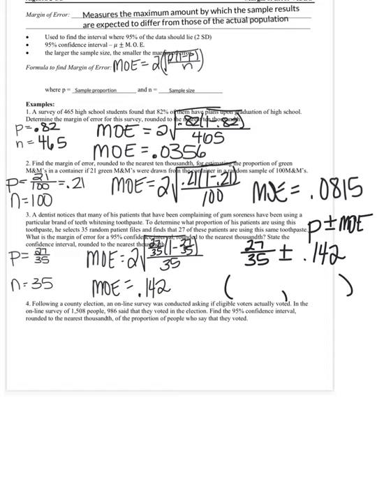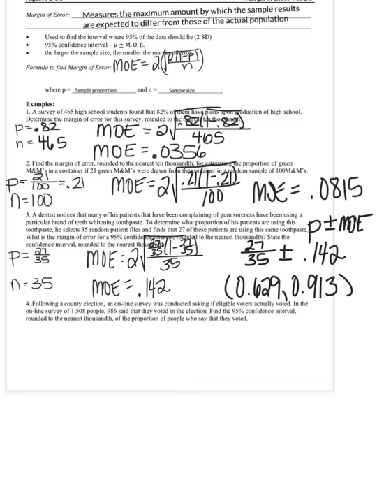So you will do 27 out of 35 minus 0.142. Do the minus first, because if you flip these around, you're going to have the smaller number on the wrong side. So when you type that in, you get 0.629. On the right side, you do 27 out of 35 plus 0.142, and that gives you 0.913. So what this means is that about 63 to 91% would be considered normal for using that toothpaste.